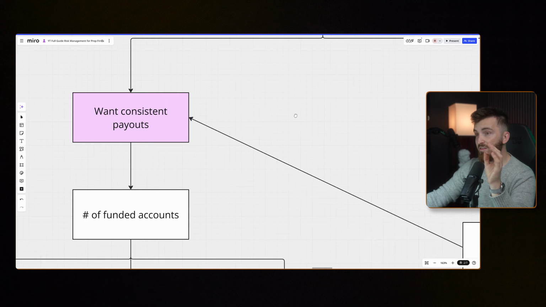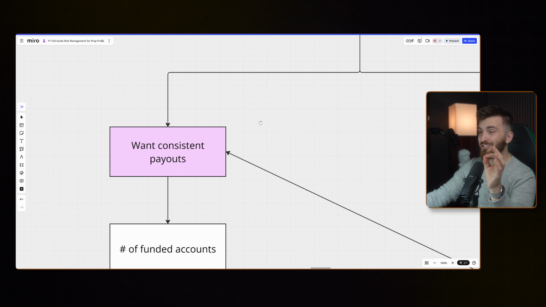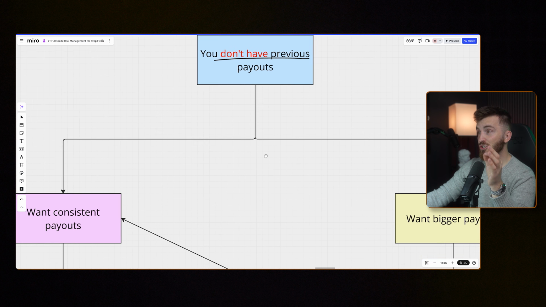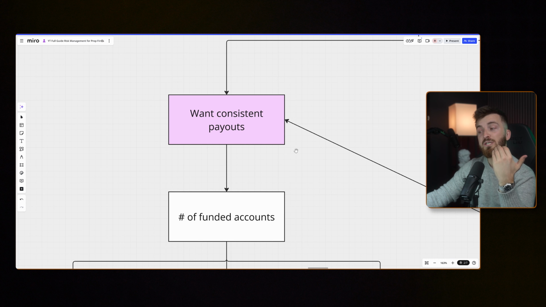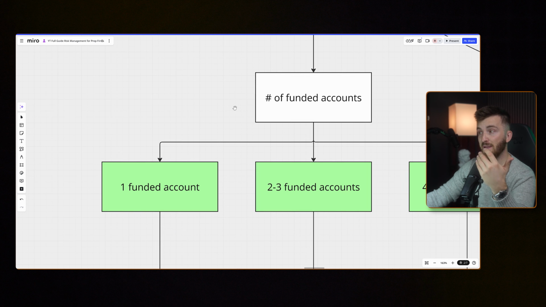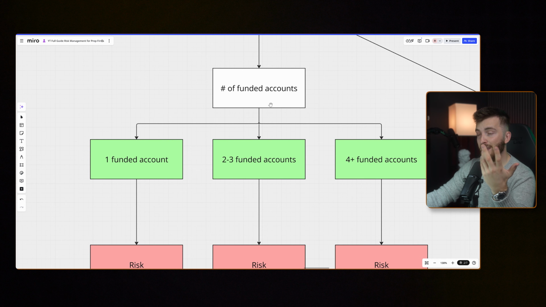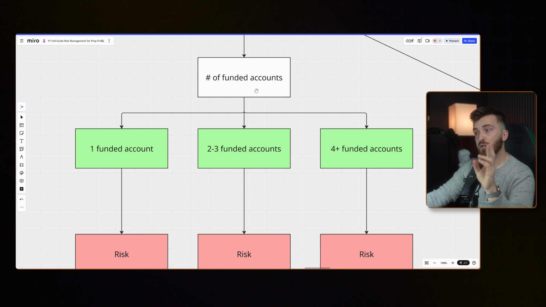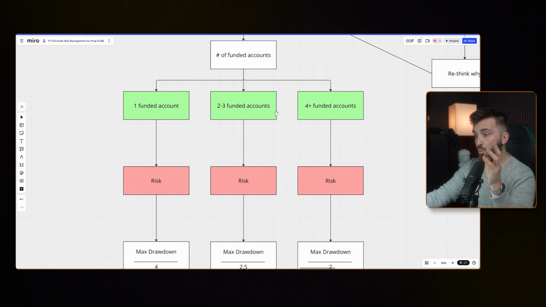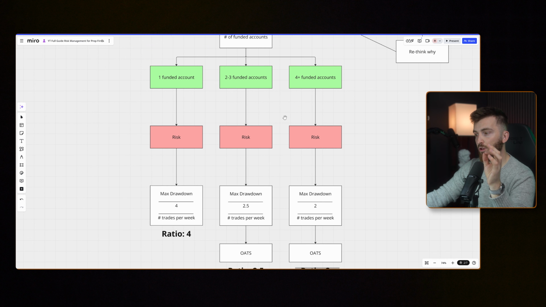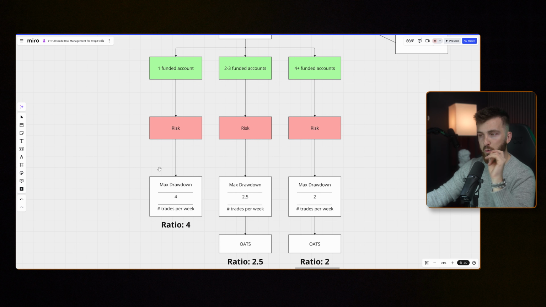So I want you to rethink why, and then once you come to your senses, you will understand that first, when you don't have previous payouts, you want consistent payouts. Now, this is dependent on the number of funded accounts that you have. If you have one funded account, 2 to 3 funded accounts, or 4+ funded accounts. And the risk that you are going to be using for all of these is going to be, for one funded account, the ratio is going to be 4.